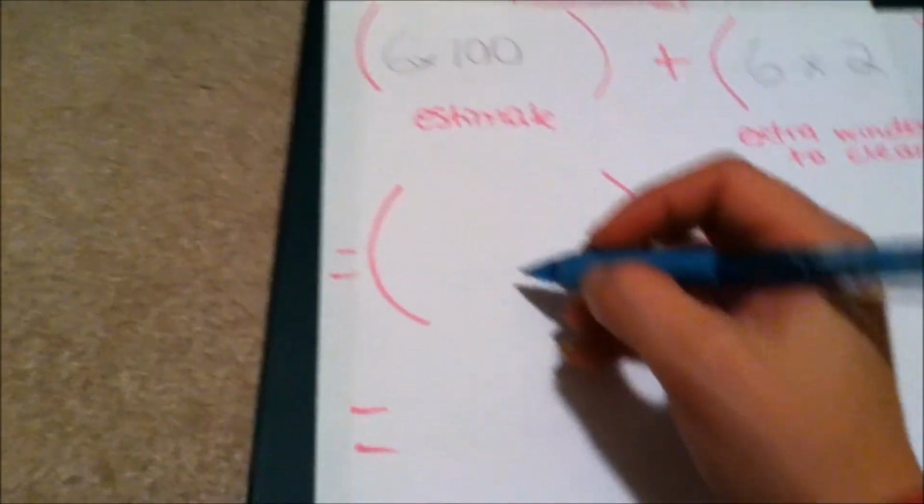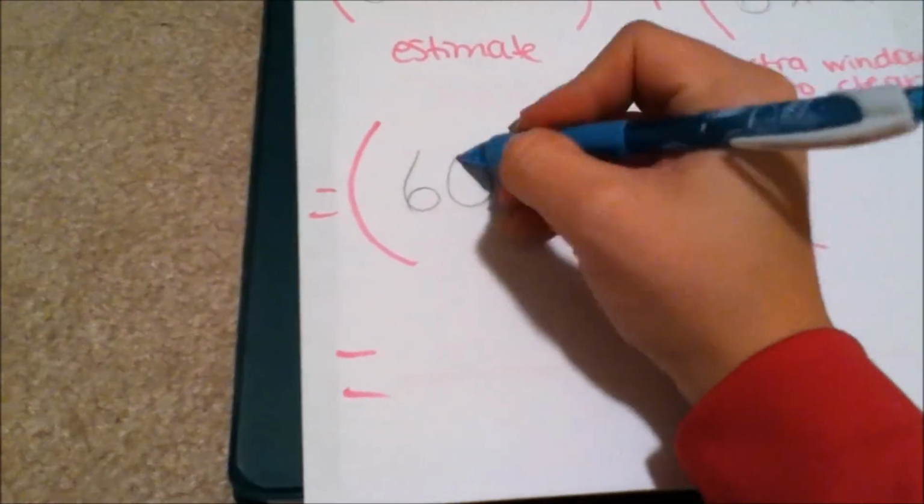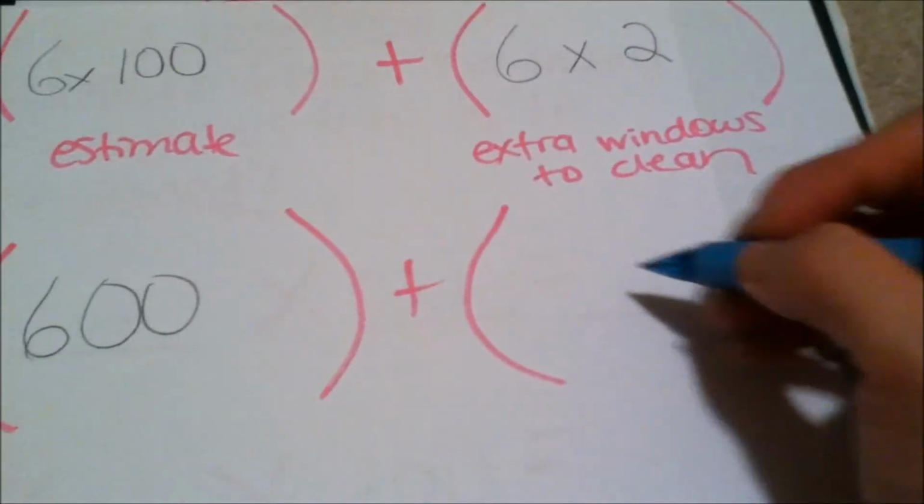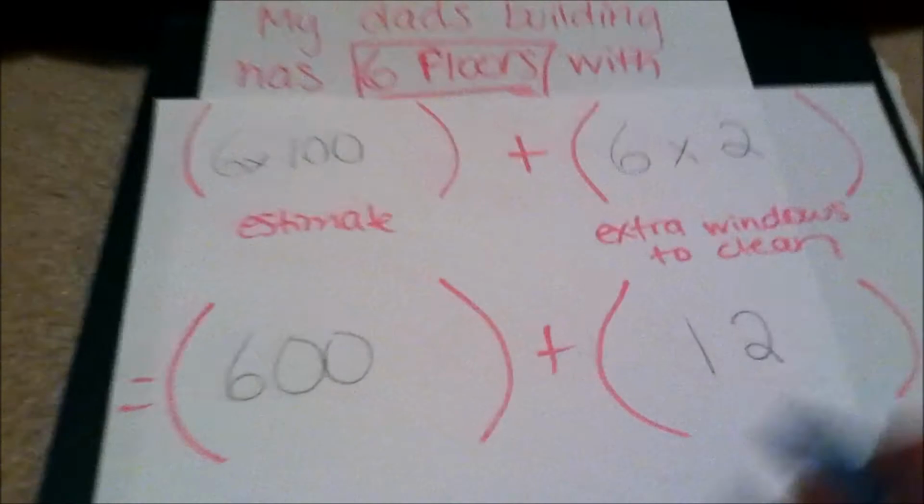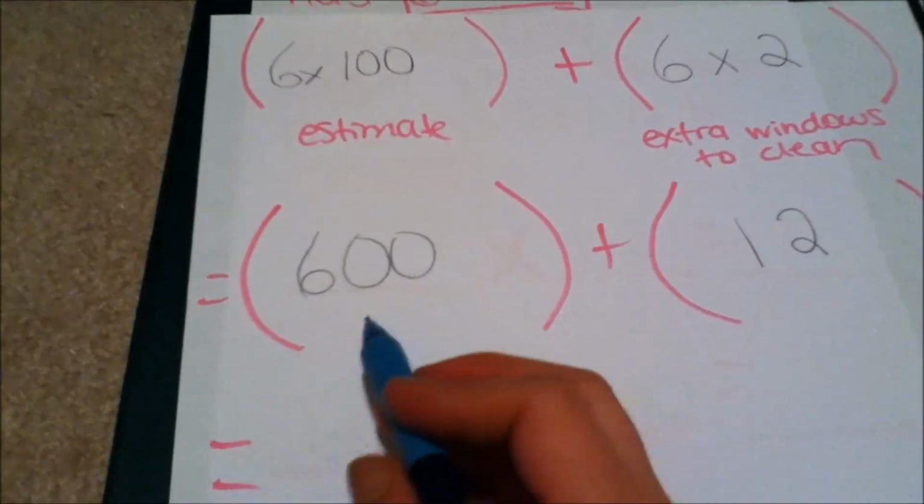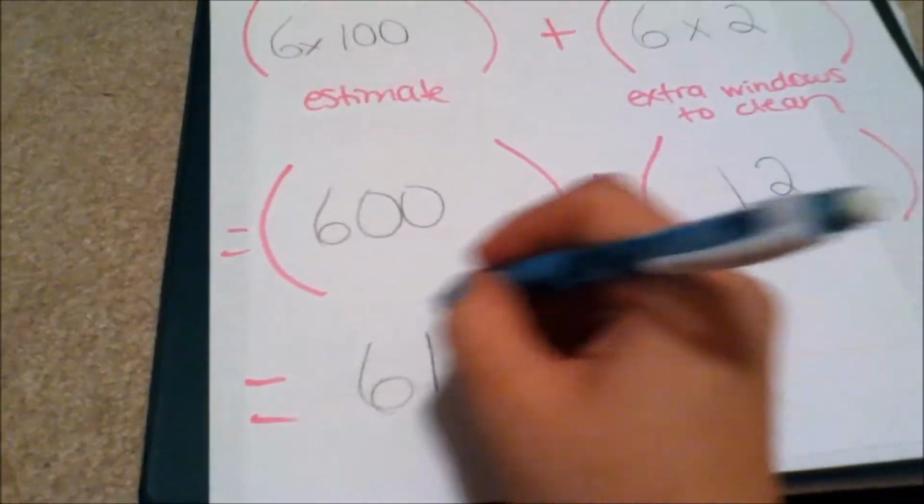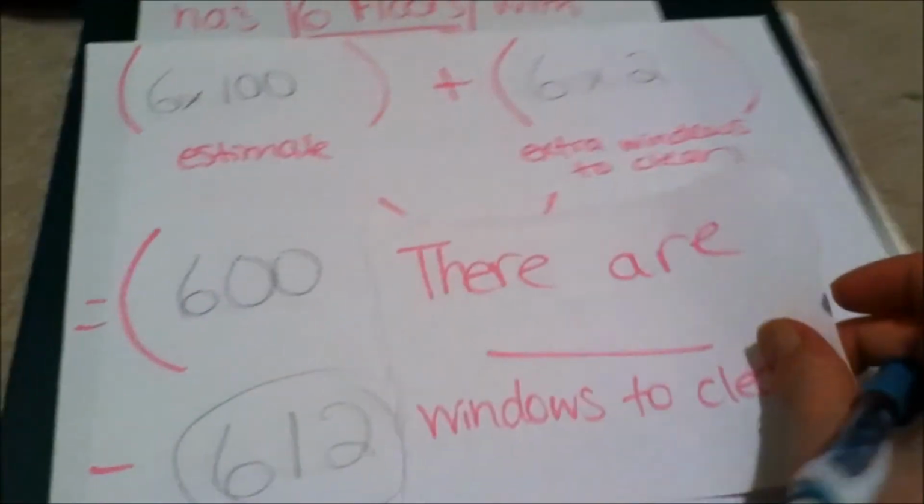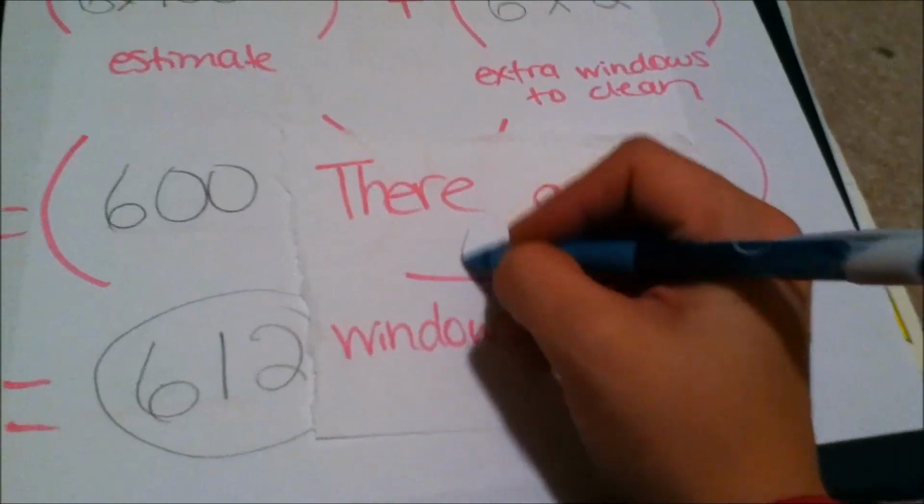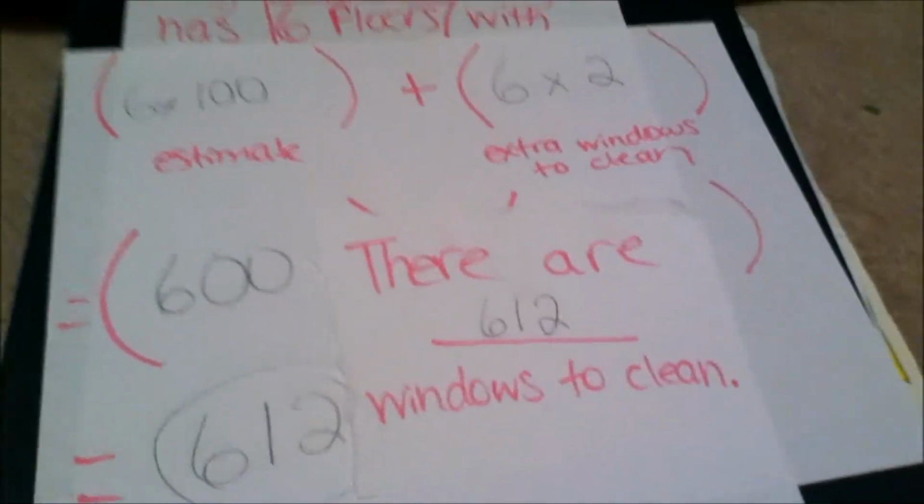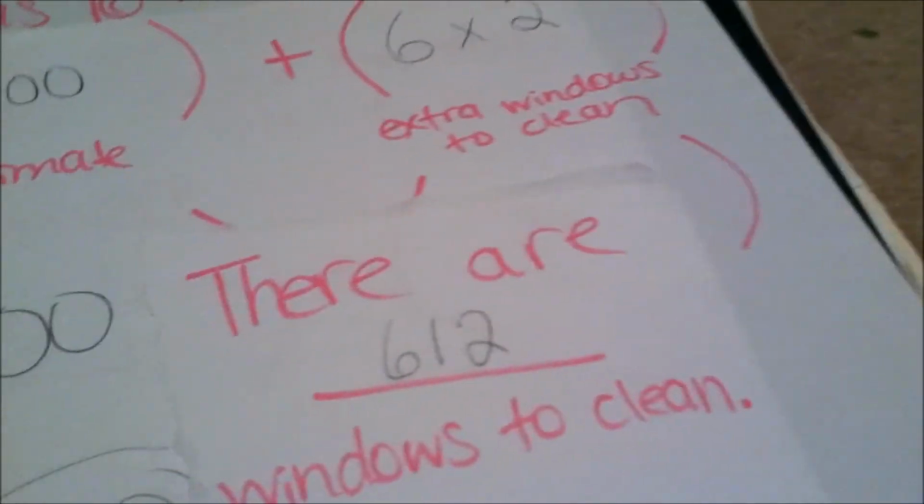So 6 times 100, as we know from before, is 600. 6 times 2 is still 12, but this time it's a little easier, because it's just 600 plus 12, which would be 612. So our sentence answer would be: there are 612 windows to clean, because I have to put it in a sentence.